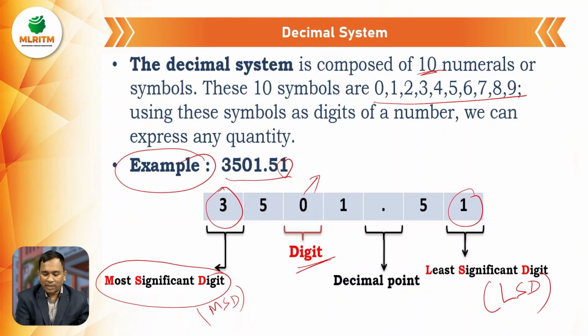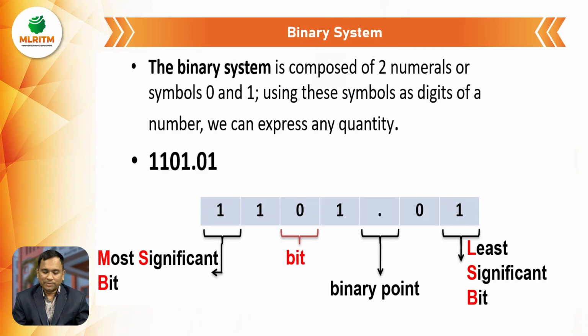Why am I calling it a digit? Because I'm explaining the decimal system. And for the fractional value, here the number is 3501.51, so that point I'm calling a decimal point. So like this, my decimal system numbers are classified: the rightmost digit is the least significant digit, the leftmost is the most significant digit, each number is a digit, and the dot, the fraction separator, is the decimal point.